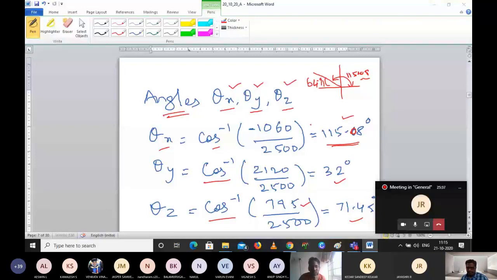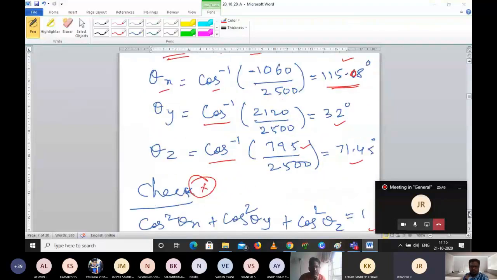And theta y, we got 32. Are you getting the same answer, 32? Yes, sir. Theta z is 71.45. I think our friends have understood what this is. Fx by F, can you tell me this? Yeah. And this one is Fy by F, very good. This one is Fz by F. Got it? Yes, sir.